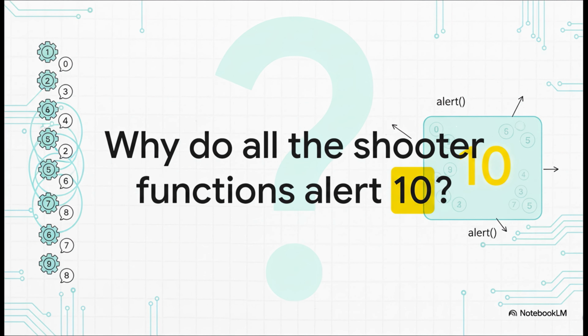Okay, now for a real classic, a true brain teaser that trips up a lot of developers. This makeArmy function loops 10 times and creates a shooter function in each loop. Now, you'd think, logically, that calling army[0] would alert 0 and army[5] would alert 5, right? But they both alert 10. Every single one of them alerts 10. What on earth is going on?